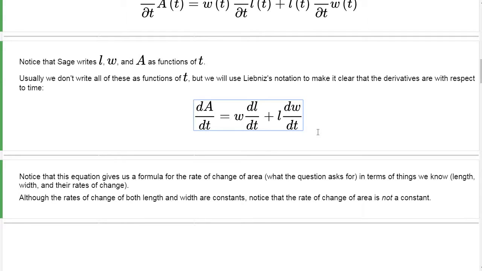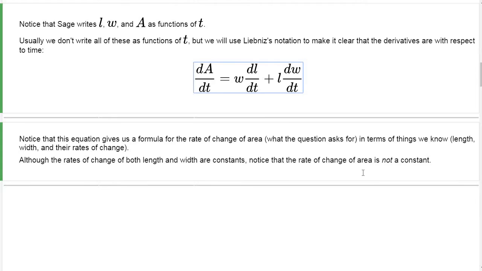So this formula now gives us the rate of change of area in terms of w and the rate of change of L and the rate of change of w. Those are things we know. The question gives us these two rates of change for L and w, and the question also specifies a particular w and a particular L that we can now plug in.